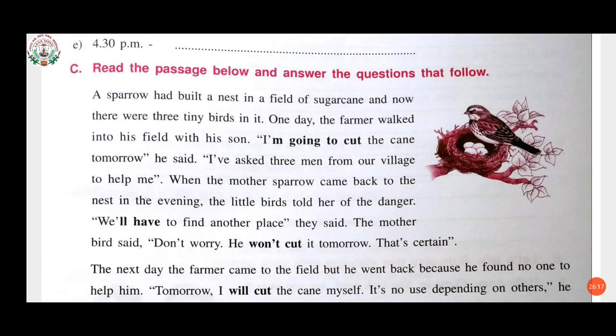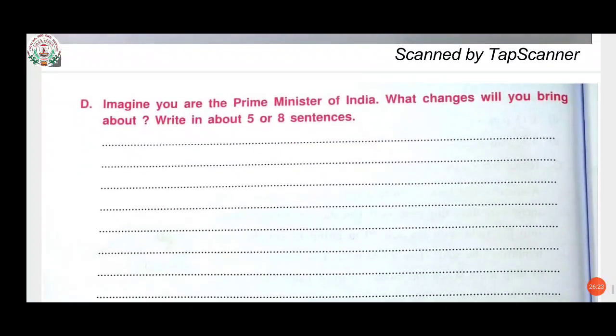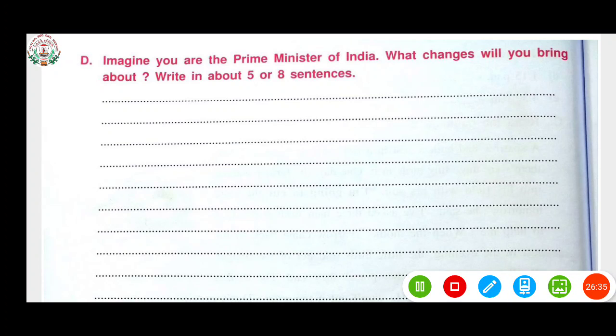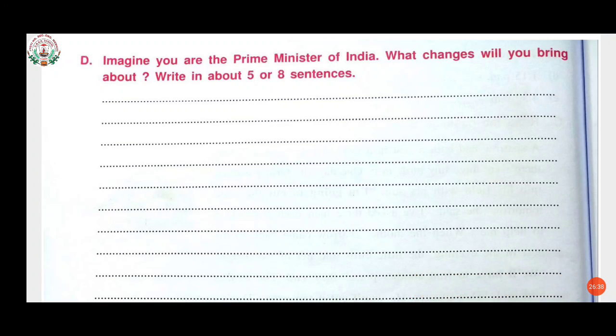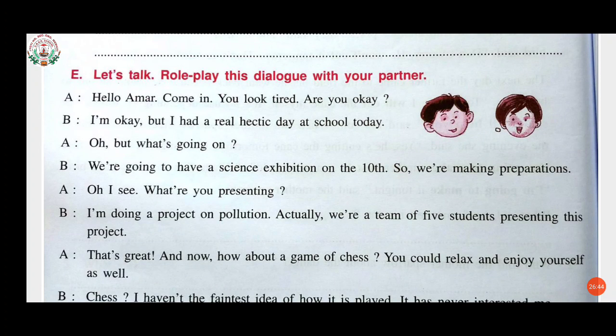Then this C1 is the last one, and that is a passage. Questions are here, just write down the answer. And D1 is, imagine you are the Prime Minister of India, what changes will you bring about? Write in about 5 or 8 sentences. So this is also your homework. And as usual, again we have the last question, that is E1, that is role play. Just practice this with your partner. It means brother, sister, mother, father, whoever, your friend, whoever will be your partner, just to improve your communication skill.